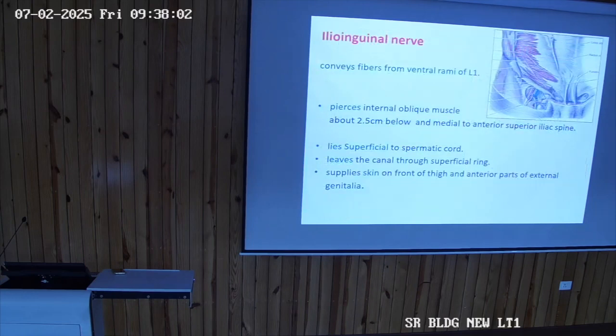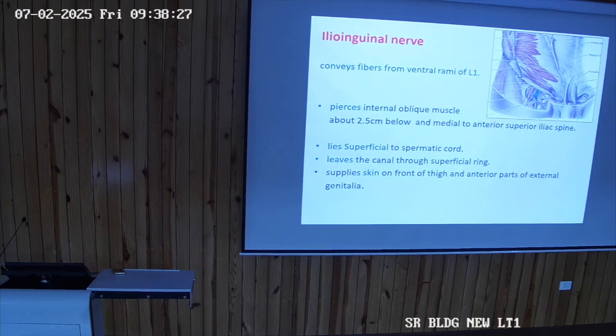Then next is the ilioinguinal nerve. So where is the ilioinguinal nerve coming from? It is the ventral ramus of L1. There is one peculiarity of this nerve, that it is a mixed nerve at the beginning. Then it lies superficial to the spermatic cord. It leaves the canal through the superficial ring, but it does not pass through the deep ring.